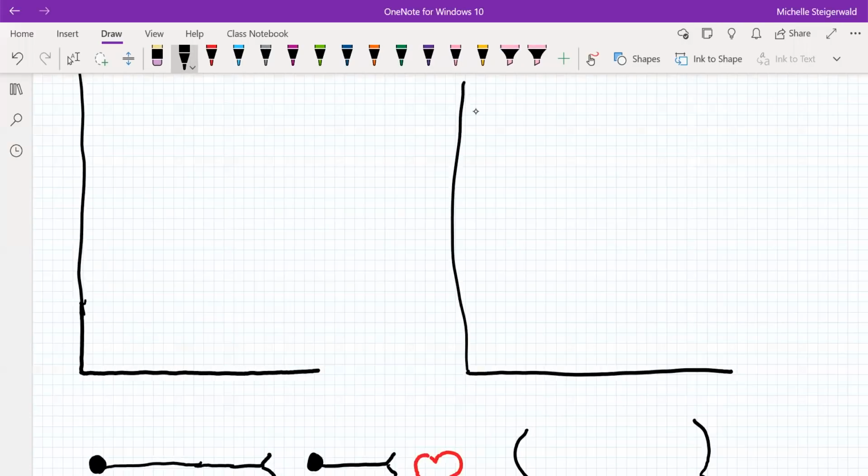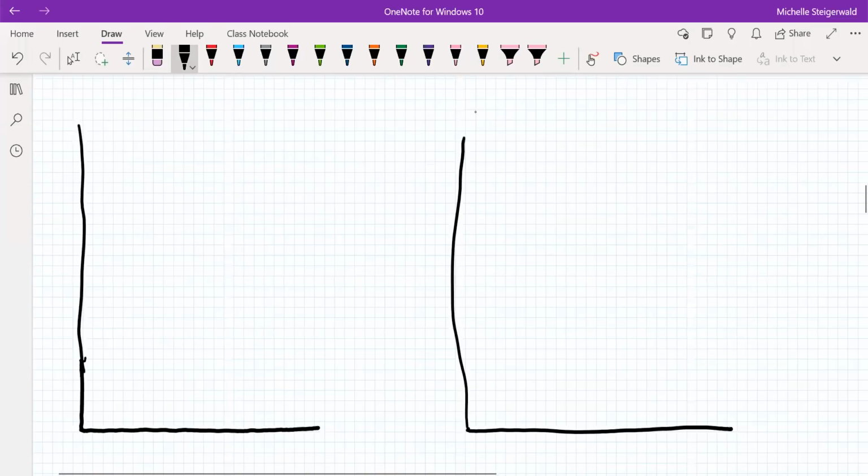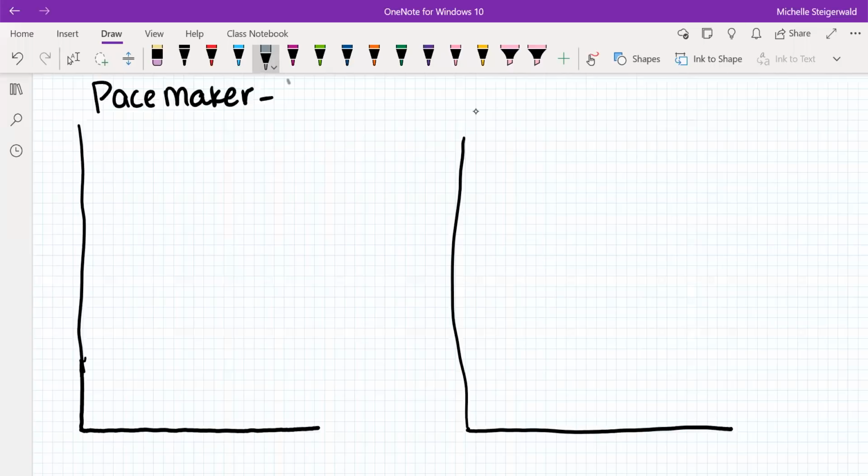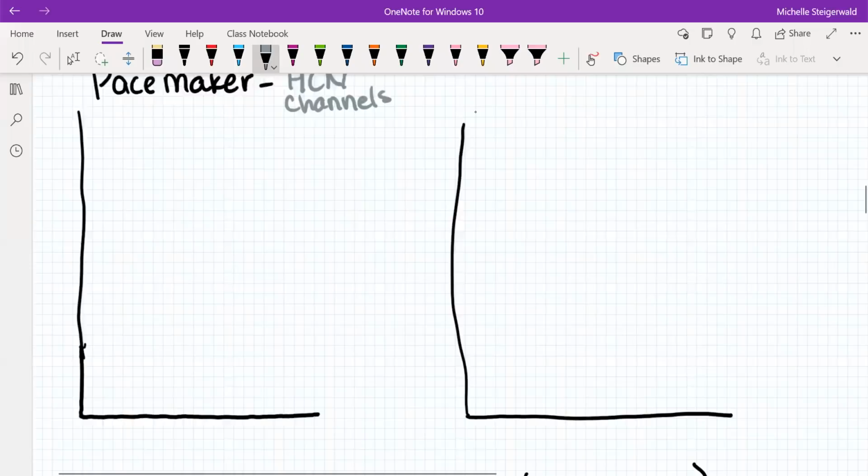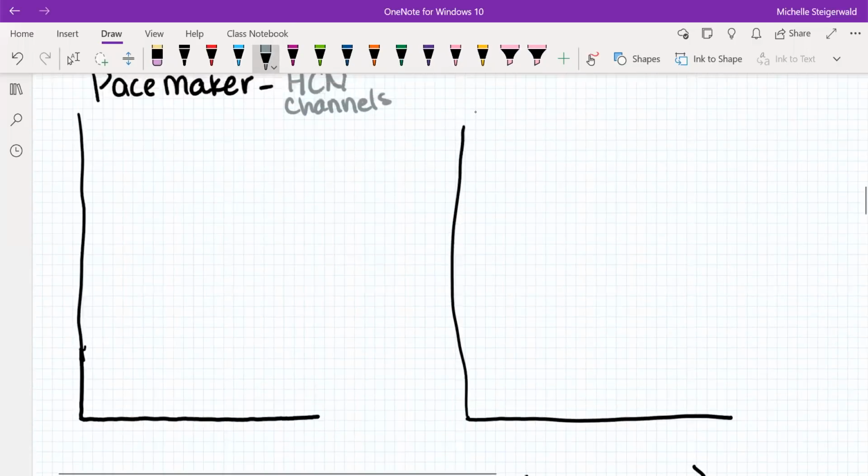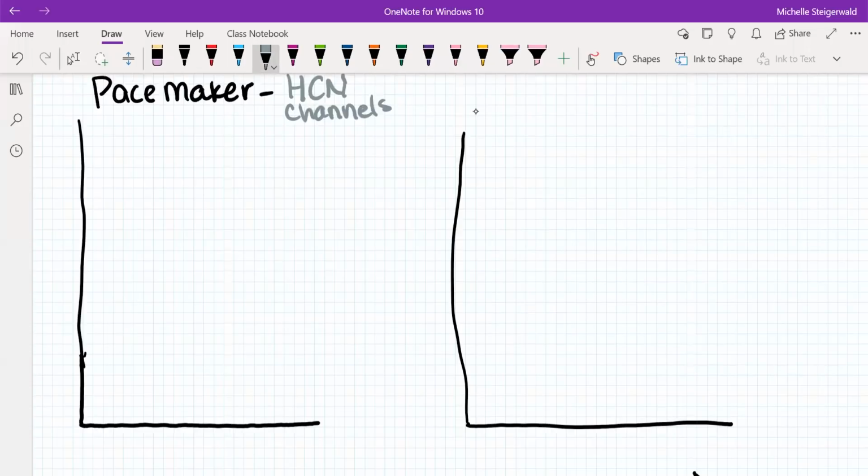let's look at the potentials for each of these. So we said we had the pacemaker potentials. And what makes the pacemaker so different is these HCN channels. They have this unusual potential, like they create this different potential where it's going to be a ramp. So you're going to start from rest, and then you get this ramp. So that's from your HCN.